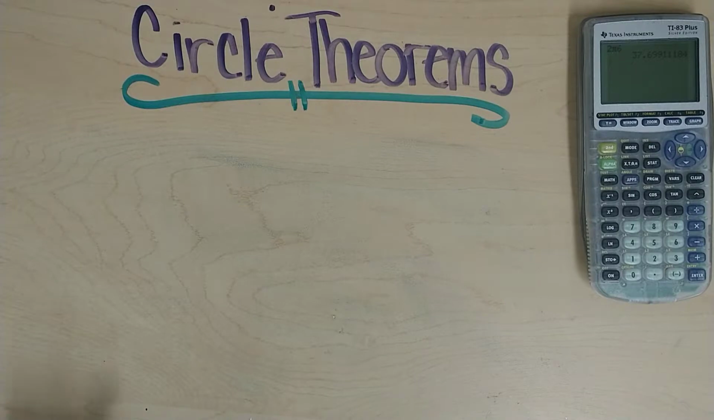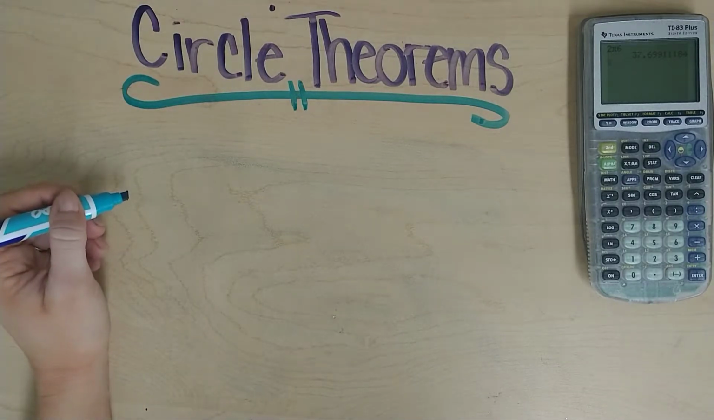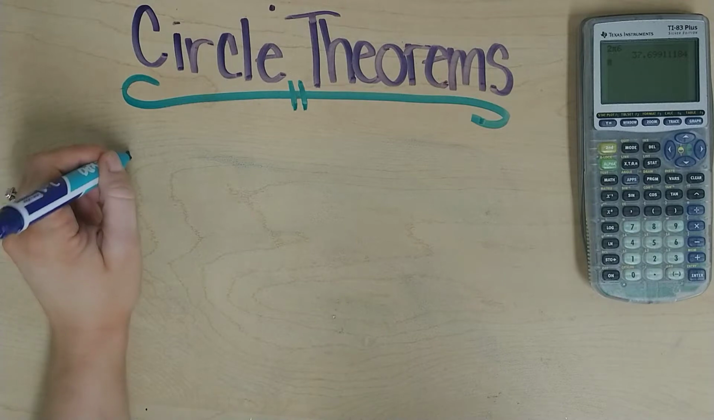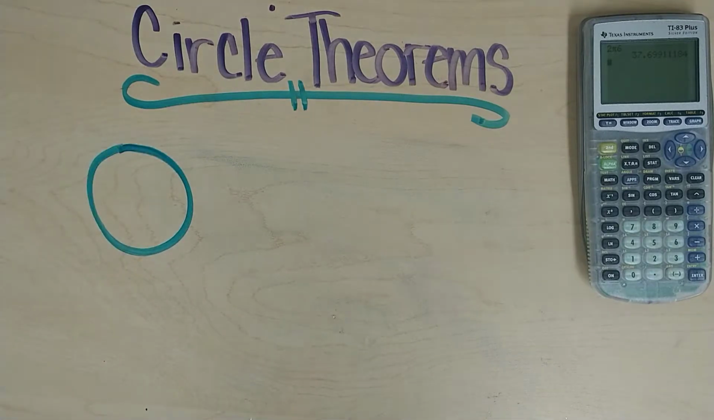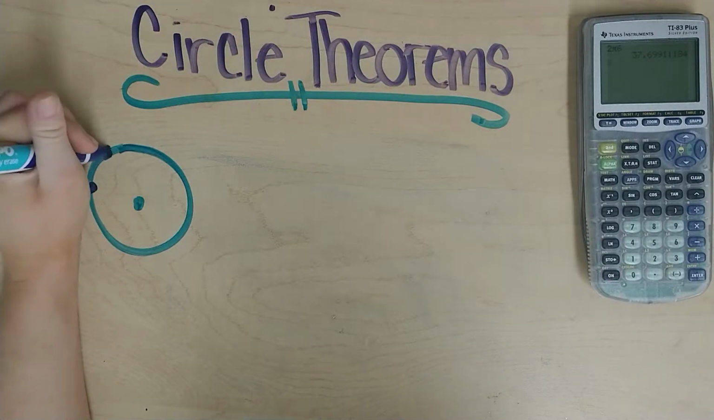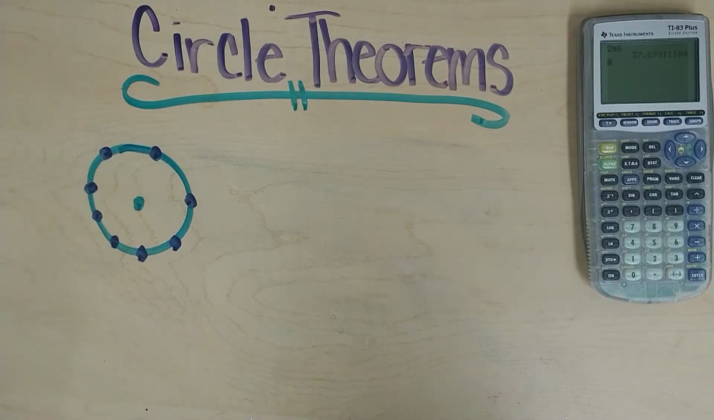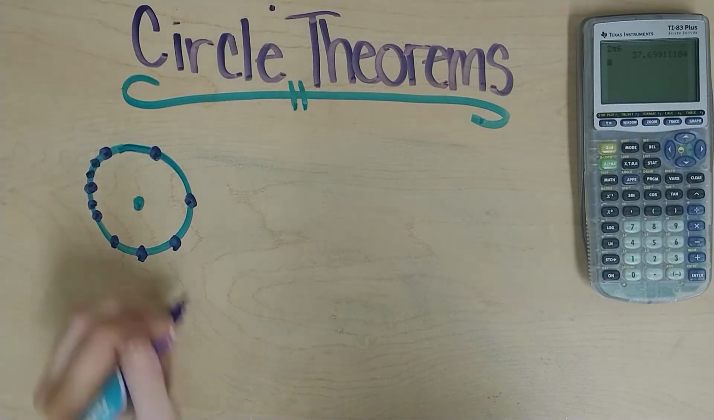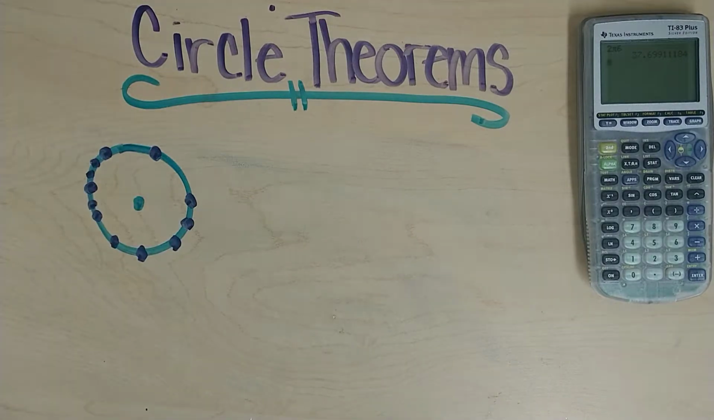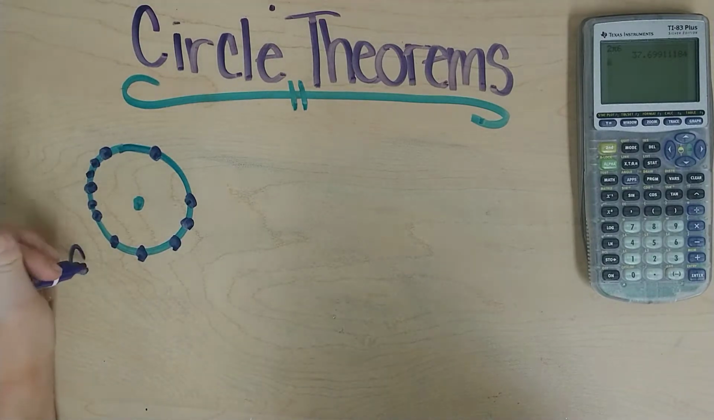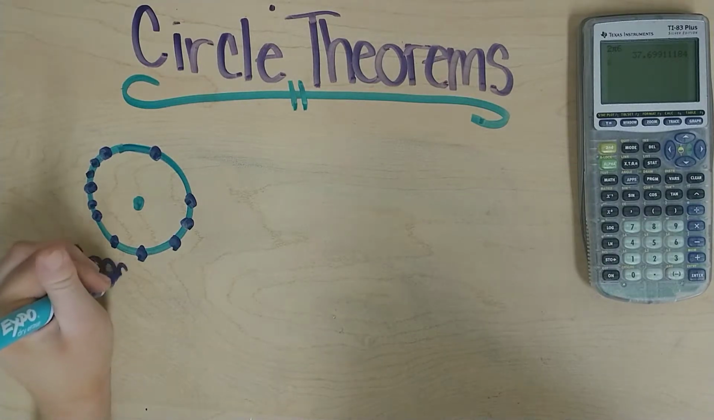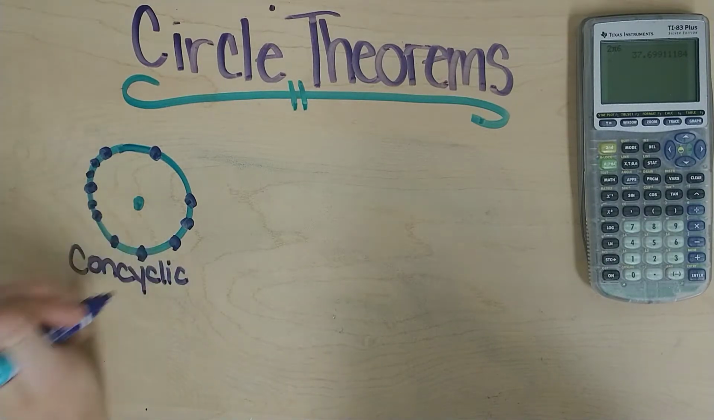Now I'll be showing you some of the theories or the theorems of circles that we taught you today in geometry. Our first one will be concyclic points. So here's my circle with the center point. Concyclic points are just any points along the circumference of a circle. And they don't have to be even. I could have a bunch here. I could have one here. Wherever they want to be, these are called concyclic points.